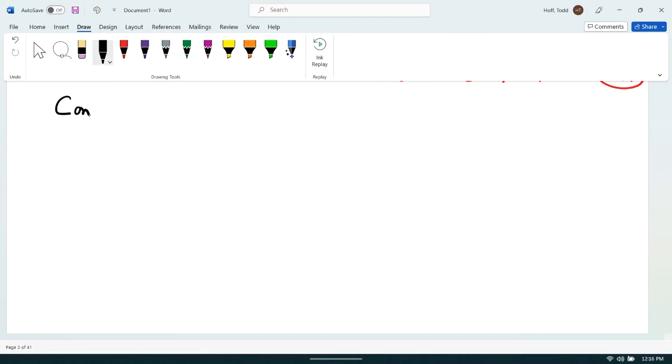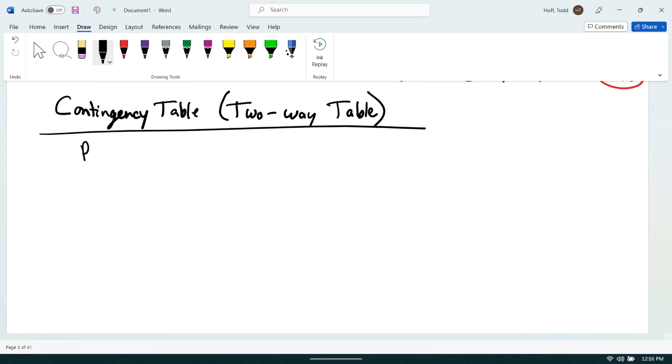Finally, we have the concept of a contingency table. What a contingency table, or a two-way table, does is it takes one set of data and looks at 2 different characteristics or 2 different variables of that data. So let's say that we are going to randomly select 1,000 college students.